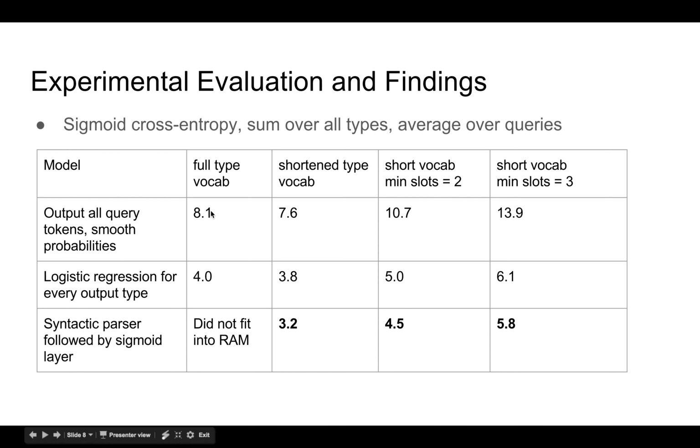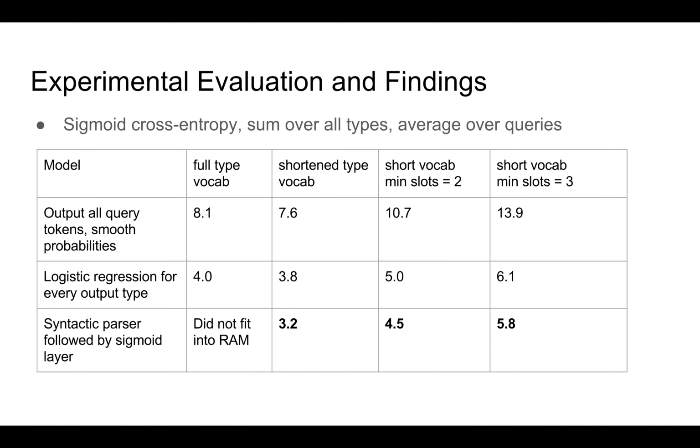Clearly, the easiest baseline has the highest loss function, and the simpler baseline has a somewhat smaller one. But the syntactic parser did not fit into RAM for the full type vocabulary, so I had to throw out all the types that were not present as a correct type at least once, which was supposed to increase the loss function, but surprisingly it actually decreased. So here we see that the syntactic parser is a clear winner among these models.